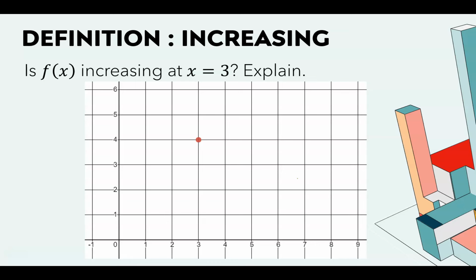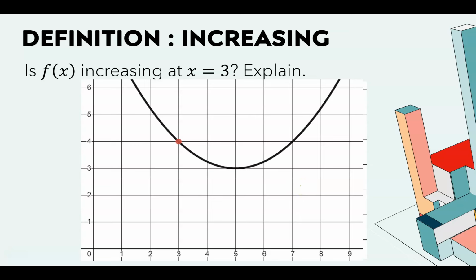Increasing and decreasing, well, everybody thinks those are pretty easy words. Sometimes people get it confused, and this is a pretty easy question. Is f increasing at x equals 3? And the answer is, well, no, of course not. F only has one point, and it's at x equals 3. You really can't answer that. That's kind of ridiculous.